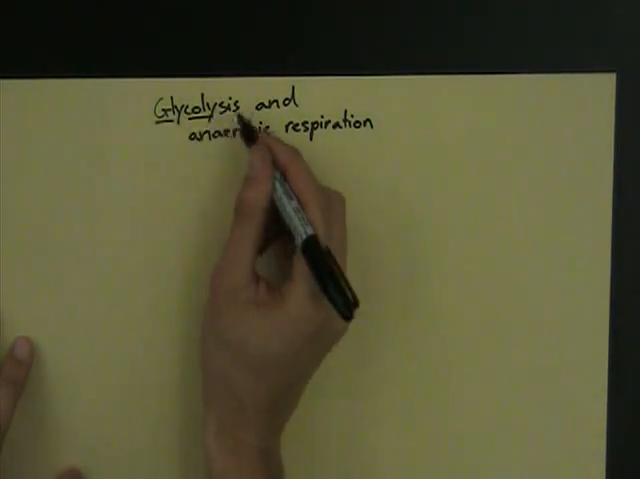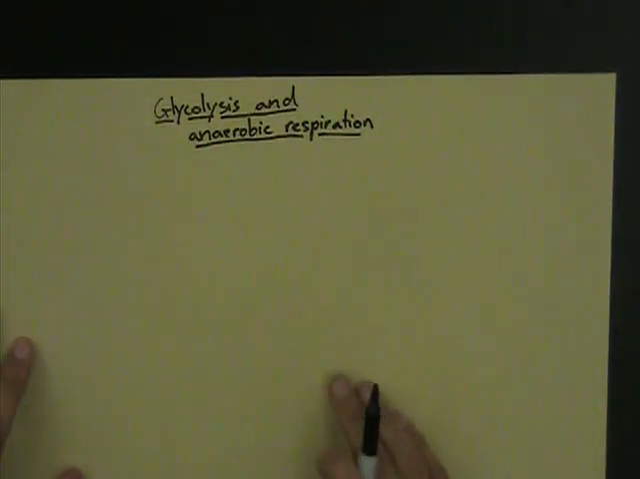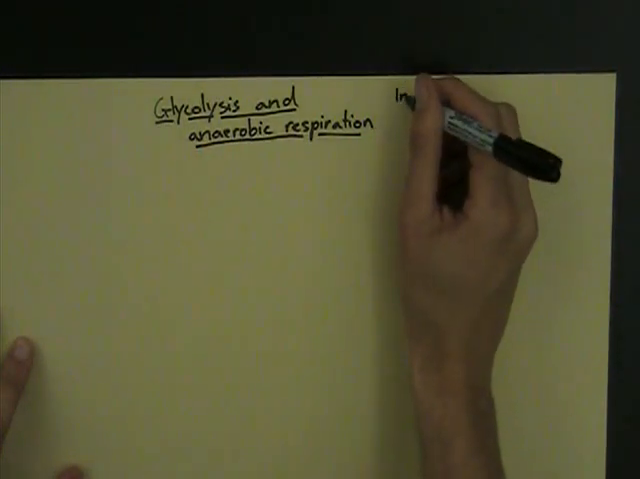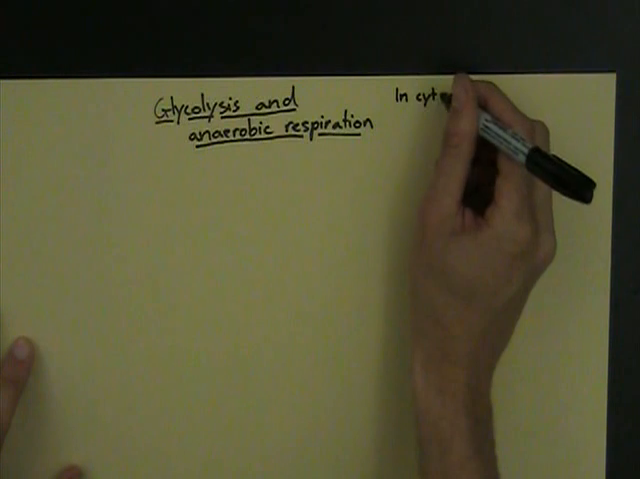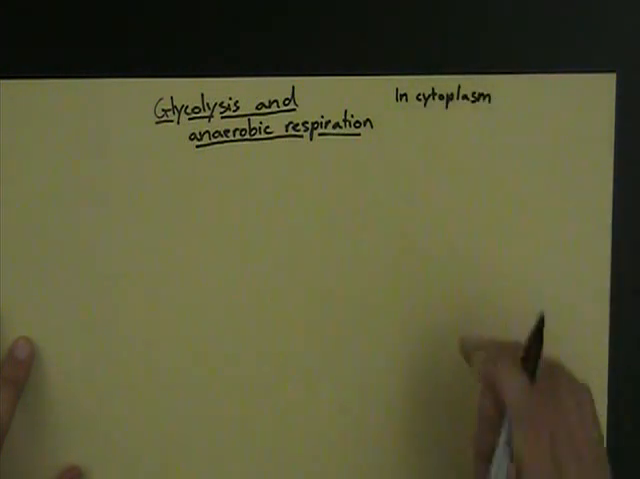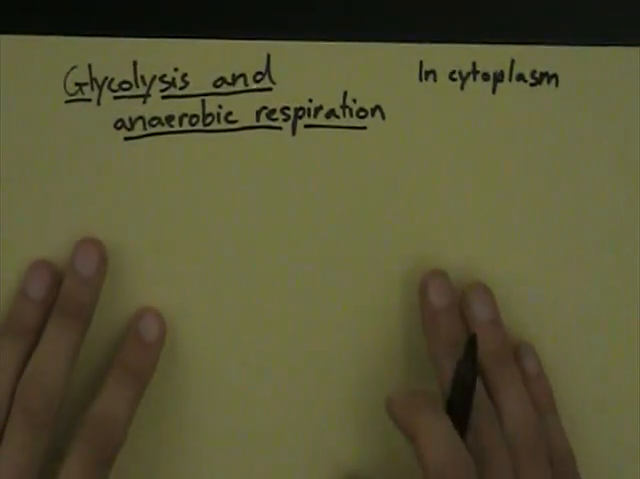So glycolysis and anaerobic respiration. Well, whether oxygen is present or not, glycolysis is always the first step in respiration. It takes place in the cytoplasm of a cell, not in the mitochondria. It is important that you understand that. It is in the cytoplasm, not the mitochondria.